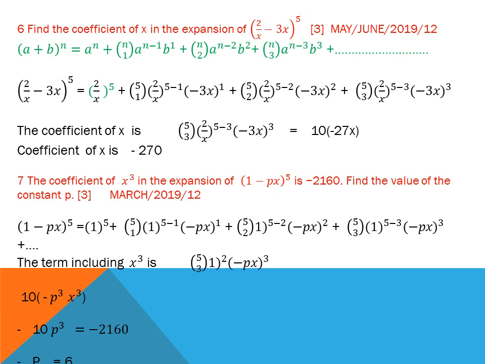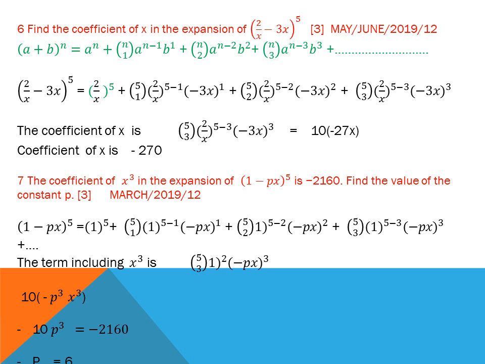In term number 3, we will find that 2 over x power 5 minus 3 will become 2 over x power 2, then minus 3x power 3. So when x cube is cancelled out with x square, we will find the term including x here. It means the variable x is included in term number 4 here.